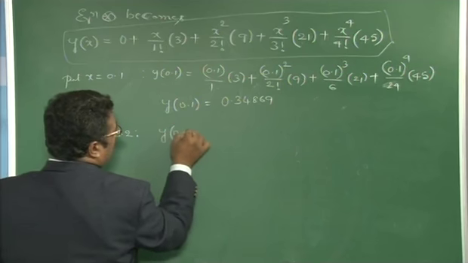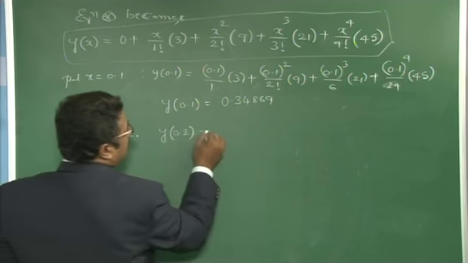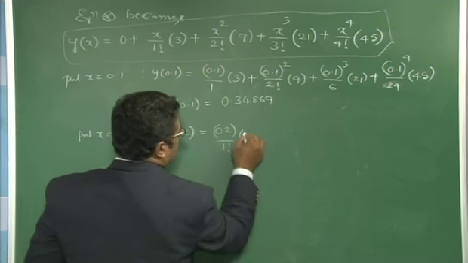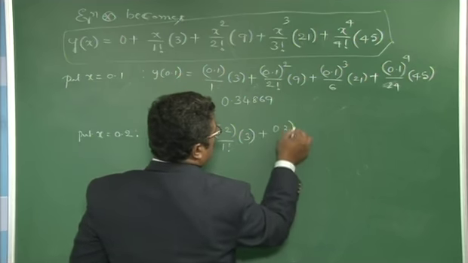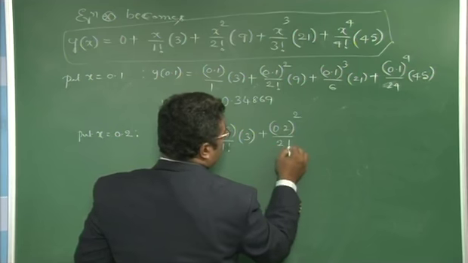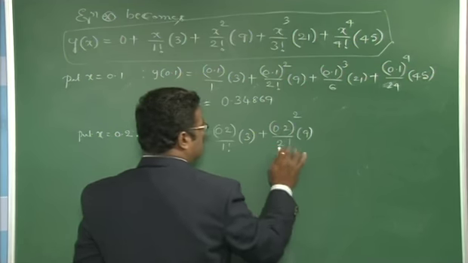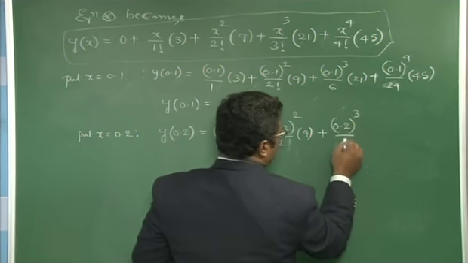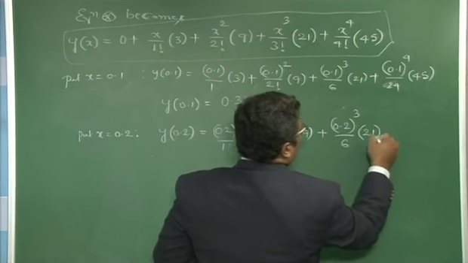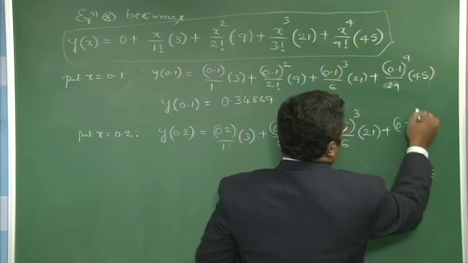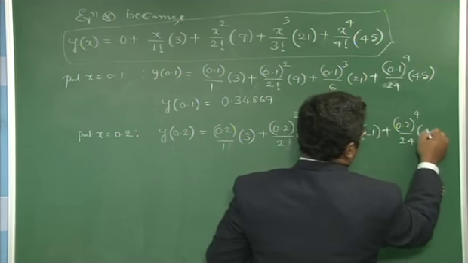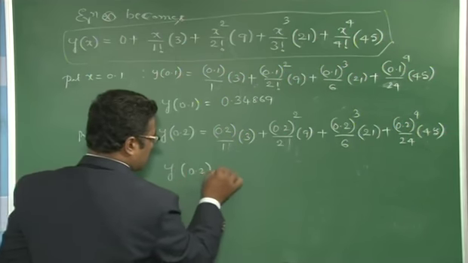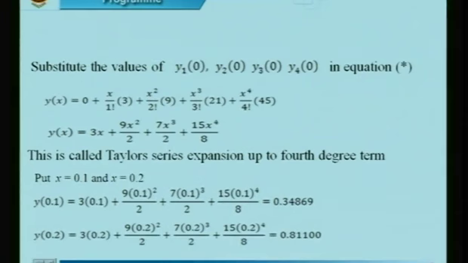It will give y of 0.2. Y of 0.2 value is again 0.2 by 1 factorial into 3, plus 0.2 whole square by 2 factorial into 9, the 2 factorial value is 2, plus 0.2 whole power 3 by 6 into 21, plus 0.2 whole power 4 by 24 into 45. Again using your calculator to get the solution of this problem, we get 0.81100.